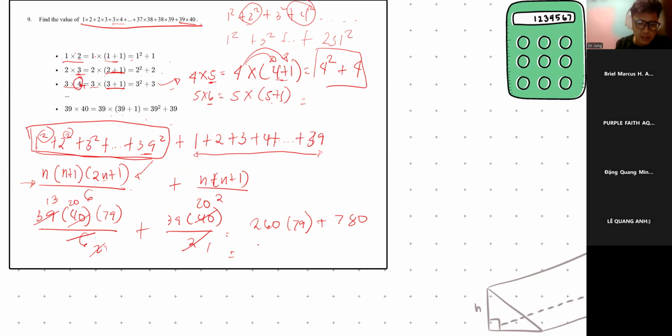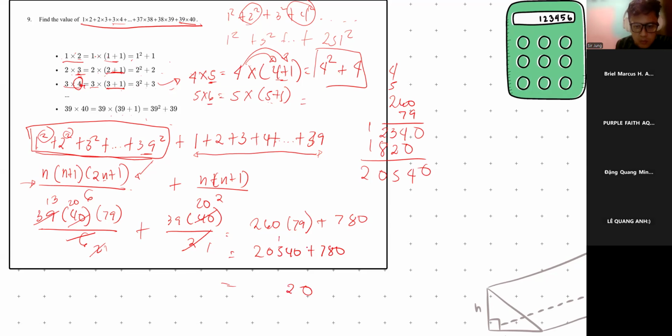So 260 times 79. Let's multiply that. 9 times 2, 18, and so on. The product is 20,540. Am I correct? Then we add 780. 20,540 plus 780 should be equal to 21,320. And that should be the answer. Okay?